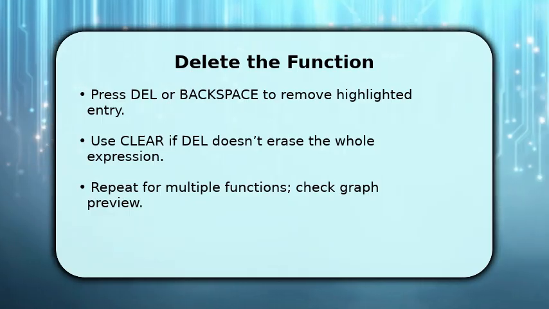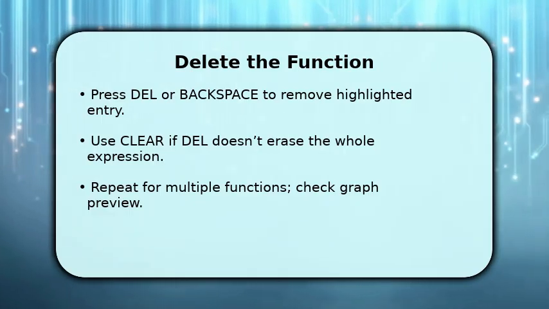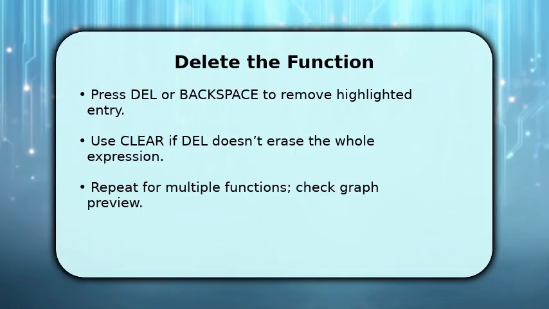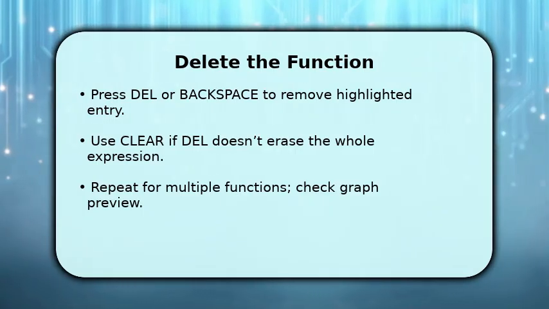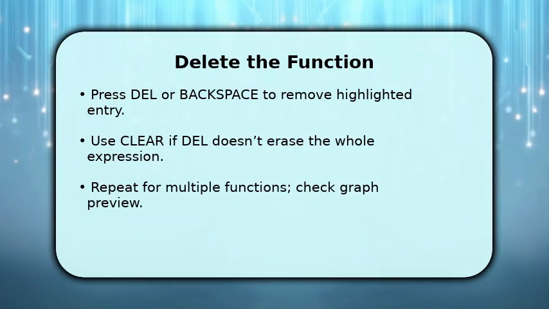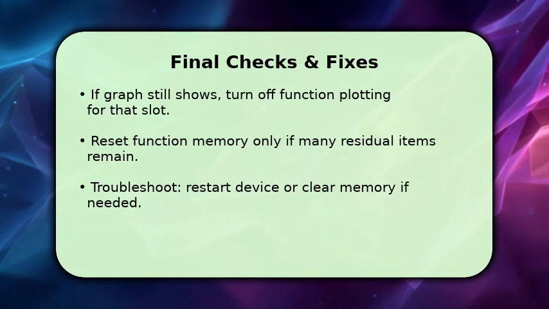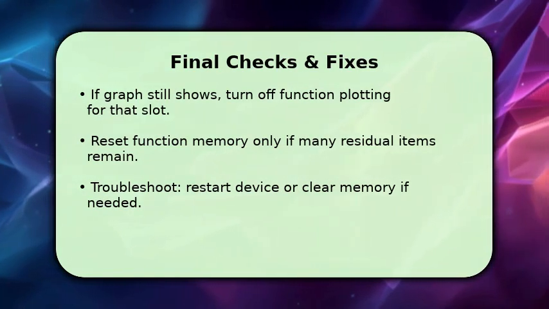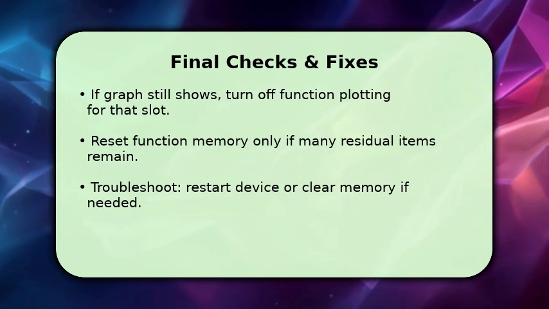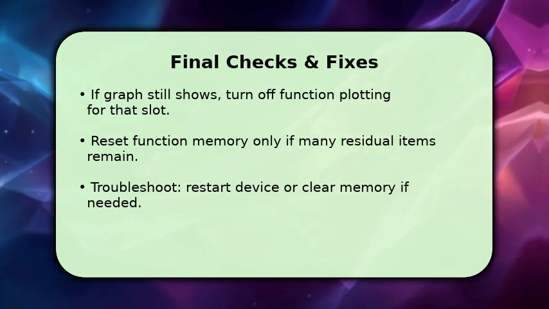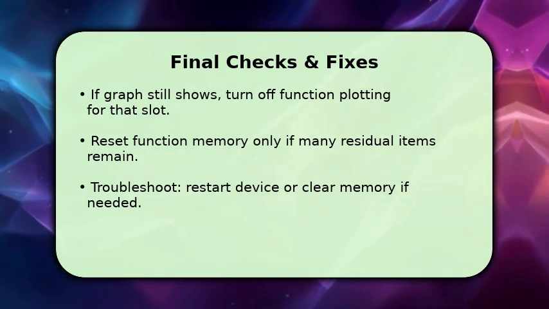After deletion, use the graph preview or draw command to verify the plot no longer appears. Make sure to save or exit properly so the change persists across sessions. Finish by confirming the function is gone from both the editor and the graph screen. If the plot still appears, disable plotting for that slot or toggle the function's plot marker off.